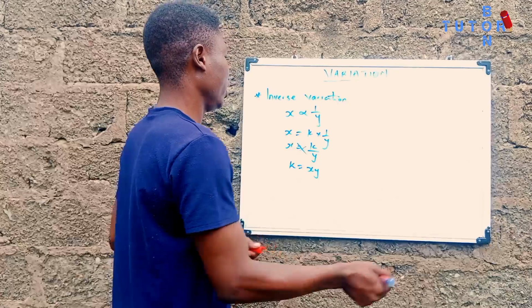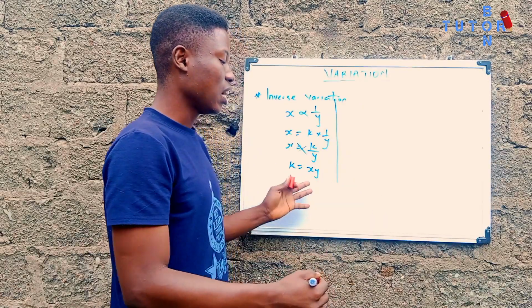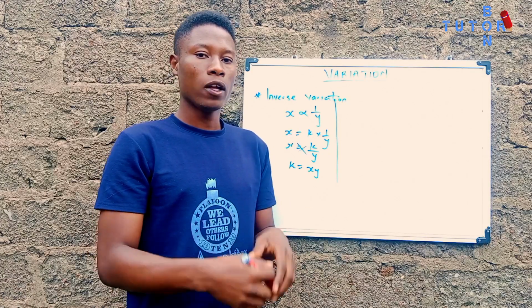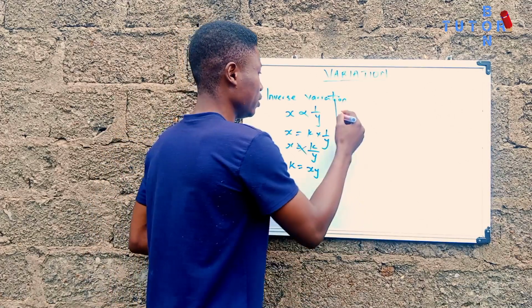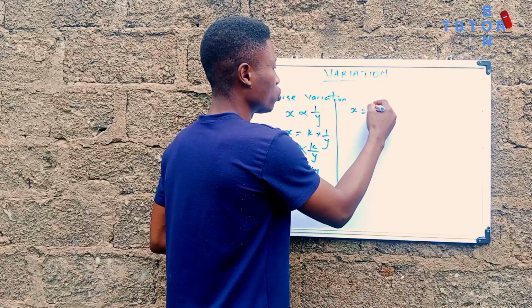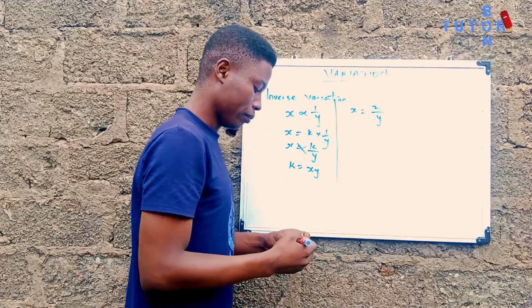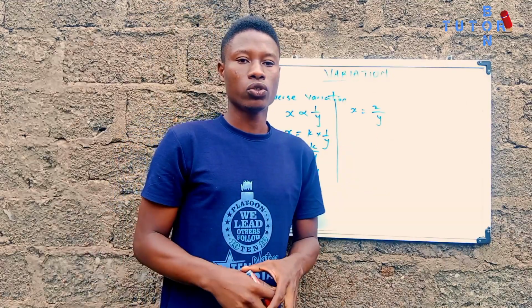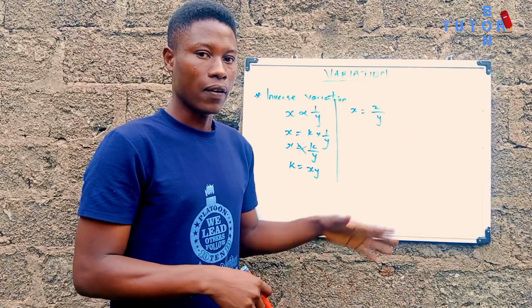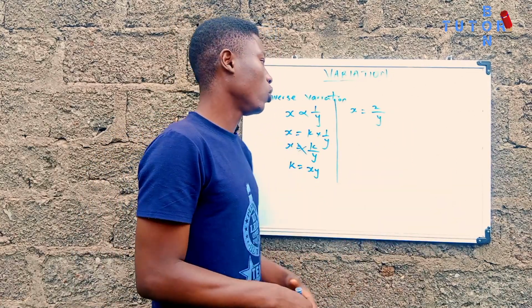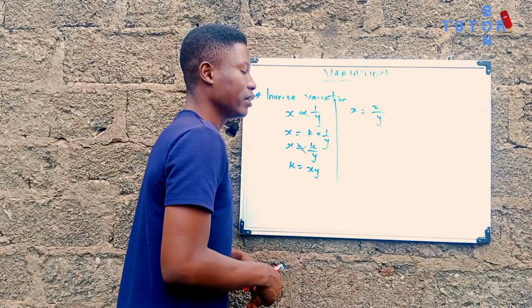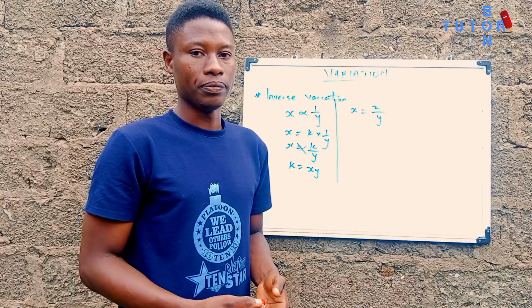Now let's find a simple example to illustrate how x and y can be inversely proportional to each other. We can say x is equal to 2 over y. In this case, our constant is 2. Now let's see what happens. Let's look for the value of y when x is equal to 1.